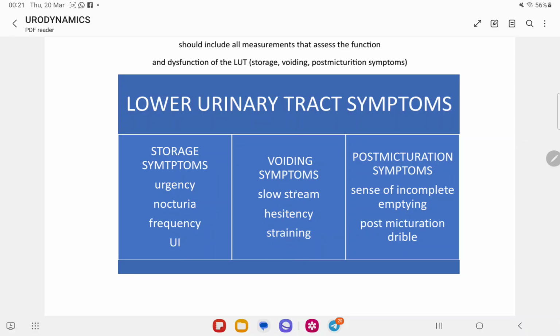Now coming to the voiding symptoms, these are also lower urinary tract symptoms. They include slow stream, hesitancy, and straining, where starting the urination process is difficult in hesitancy. Now the post-micturition symptoms are the sense of incomplete emptying and post-micturition dribble. Now the urodynamics will tell you about all these functions of the lower urinary tract. Mostly the cystometry will tell you about the storage symptoms. The uroflowmetry will tell about the voiding symptoms, okay?